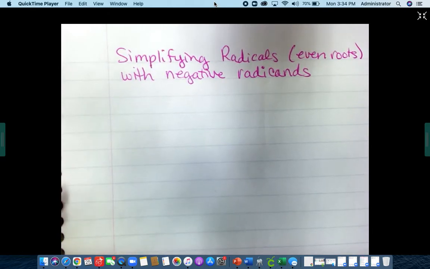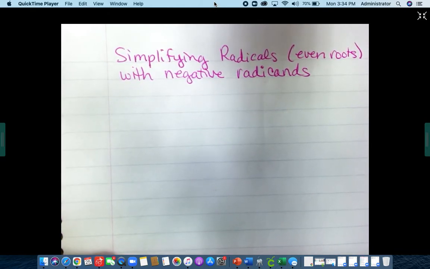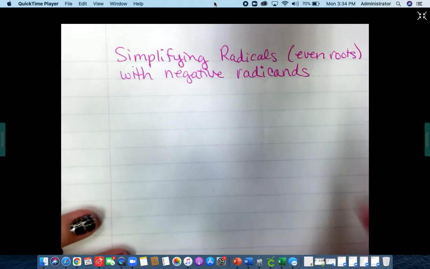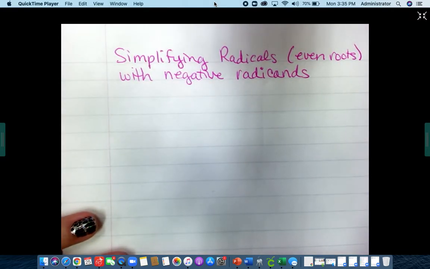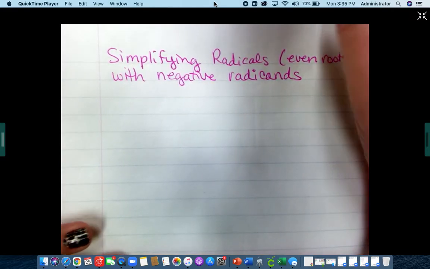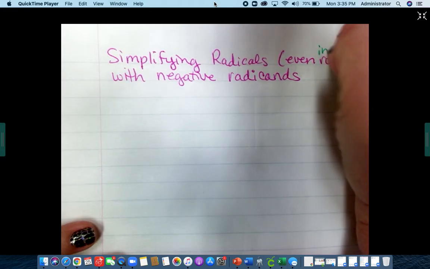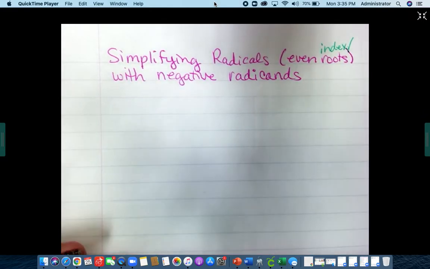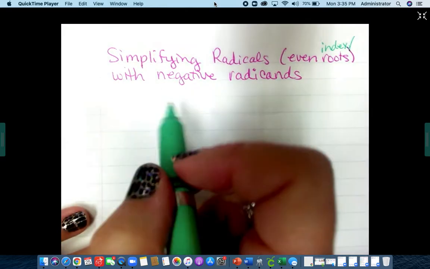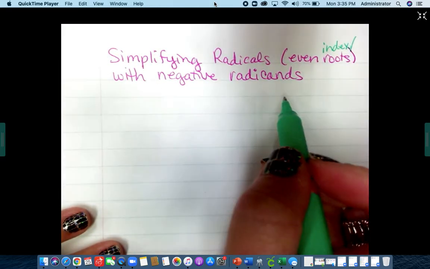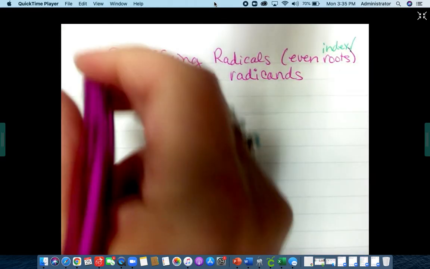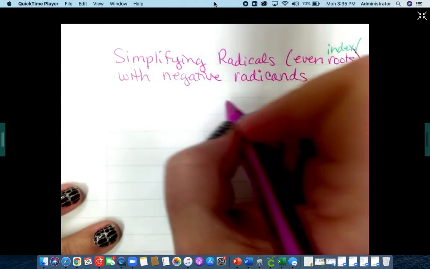In this video, we will be continuing with learning how to simplify radicals with negative radicands, but specifically if they're roots or indices, or an even index, I should say. An even index or an even root, and if that number under the radical is negative. So things I need you to remember.